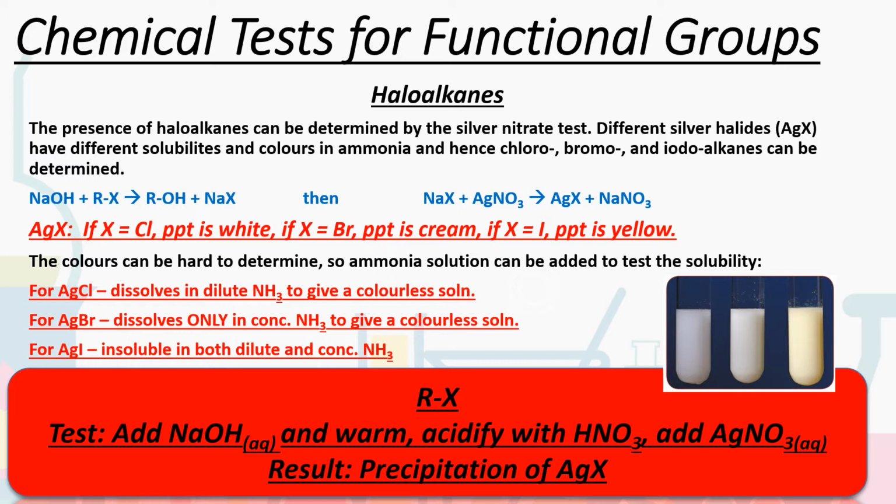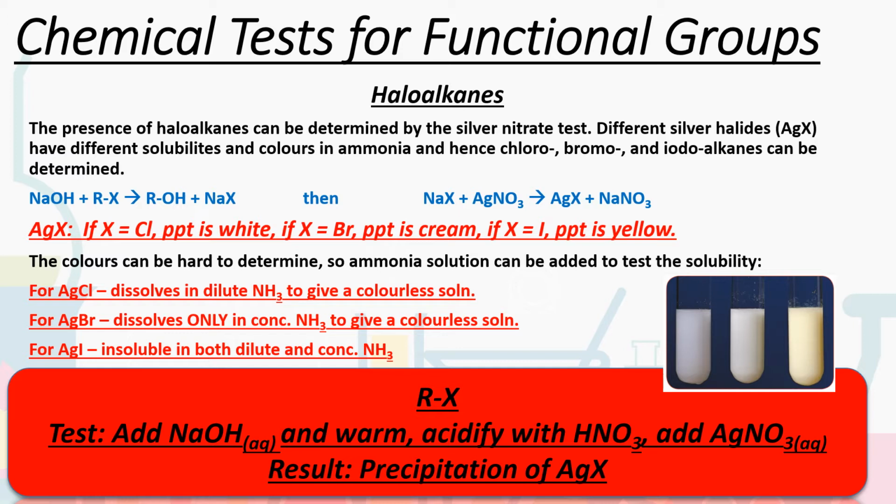And so a better, more accurate way to do it is to use an ammonia solution. This can be added to test the solubility. The way this works is that if we add dilute ammonia solution, silver chloride will dissolve in dilute ammonia. And so we have a white precipitate dissolving to give a colourless solution. But the key thing is that silver bromide and silver iodide are insoluble in dilute ammonia. And so those precipitates remain. So if we add dilute ammonia and the precipitate dissolves, it must have been silver chloride, and hence we had a chloroalkane.